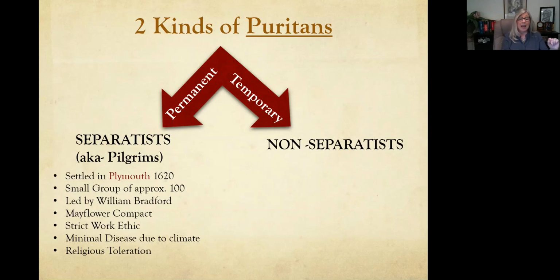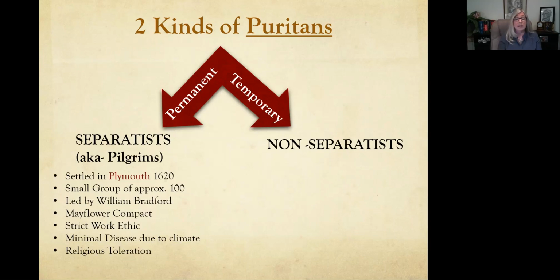They're going to sign a document called the Mayflower Compact that we're going to read in class and that we're also going to talk more about in just a minute. And they are known for being very, very strict in their work ethic, right? We've got to all pull together. We're going to make this colony successful. They work very hard, and they're wanting to make this colony successful.